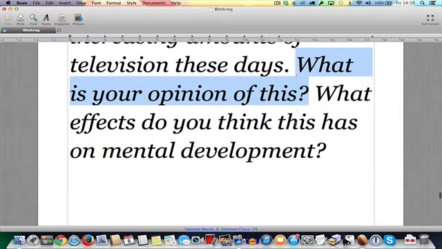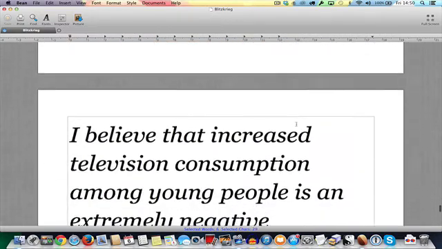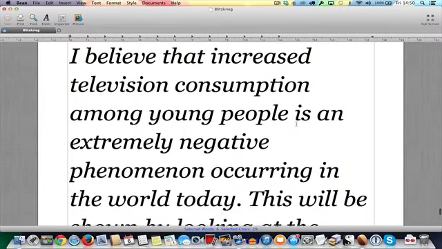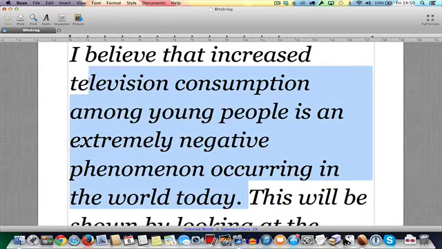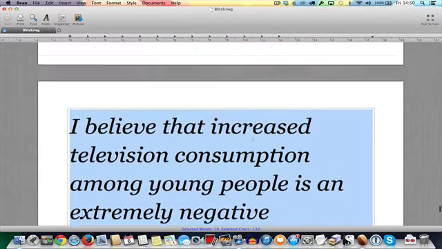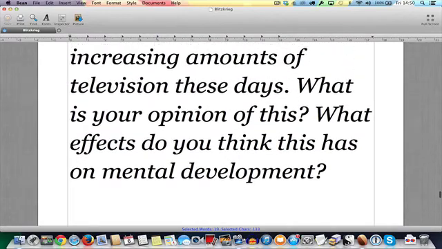So I've written an example thesis and outline sentence that would respond to this question effectively. The thesis might read, I believe that increased television consumption among young people is an extremely negative phenomenon occurring in the world today. Okay, that's the thesis. And as you can see, that directly responds to the first question. What is your opinion of this?